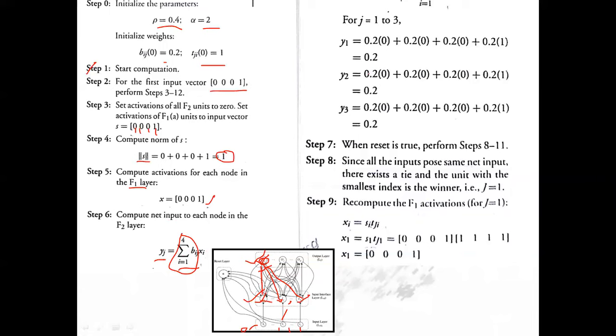So let us try to calculate it. For the first neuron, we get 0.2 as the sum. For the second neuron, this one, we get 0.2 as well, and on the third one also we get 0.2. So all three neurons in the output layer result in 0.2 after activating the competition layer.